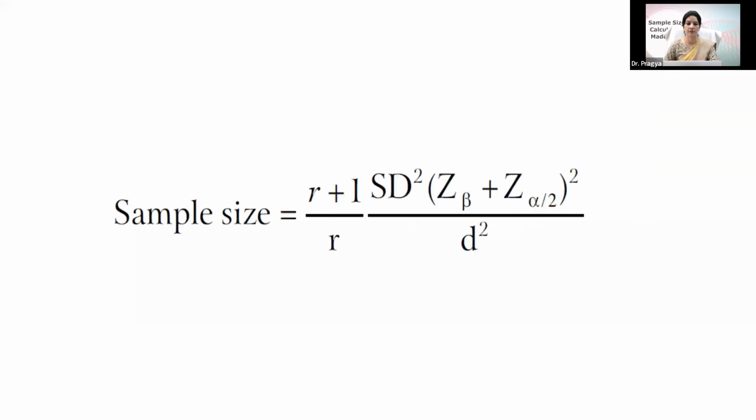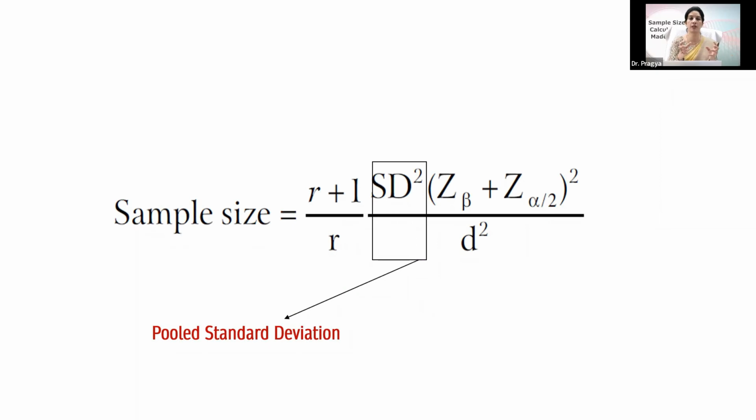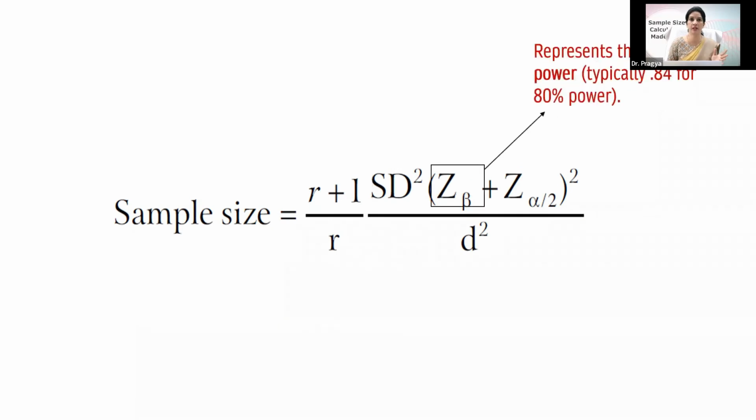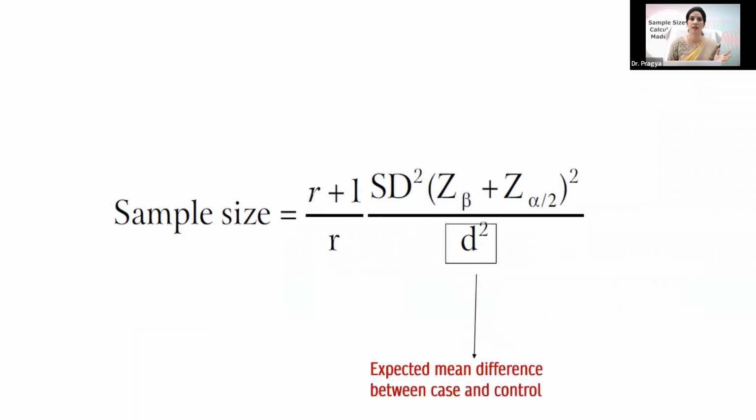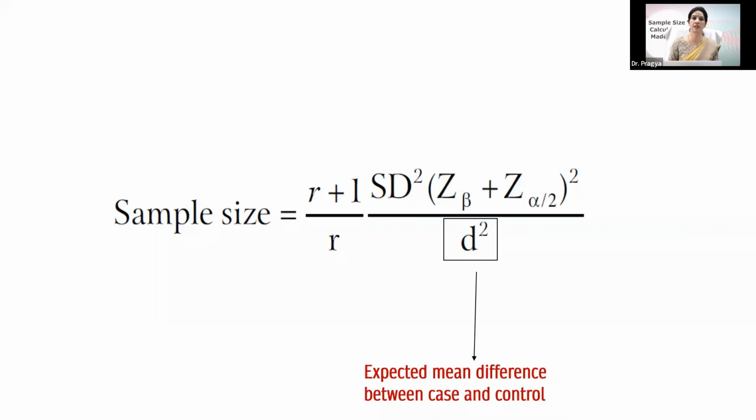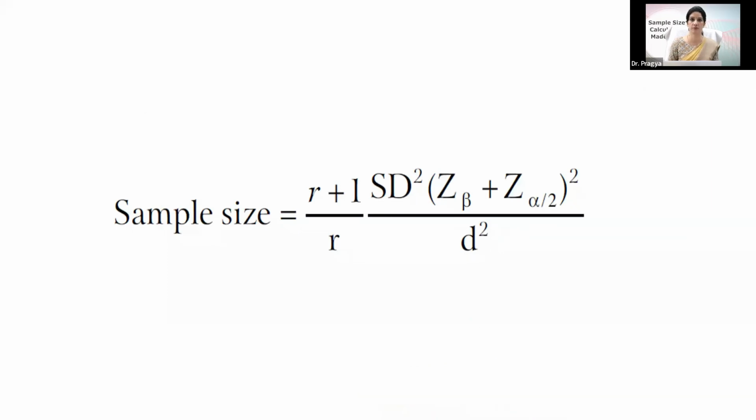So this is again the same sample size formula which we have used for proportion. It is the sample size in each group. R plus 1 by R is the ratio of cases to controls. This is the pooled standard deviation. There we used the pooled proportion, that is the average proportion in the two groups, and then Z alpha and Z beta are the same, and D is the mean difference between the expected cases and controls.